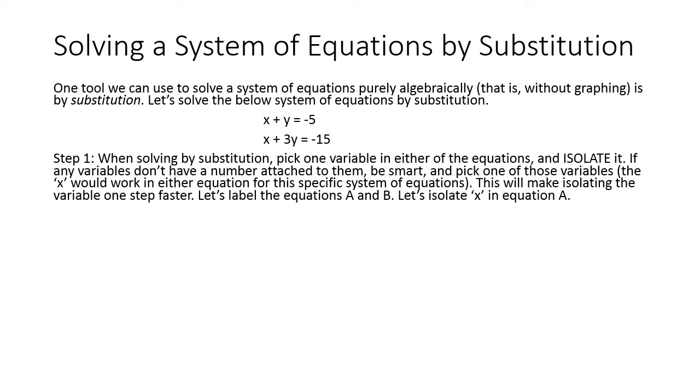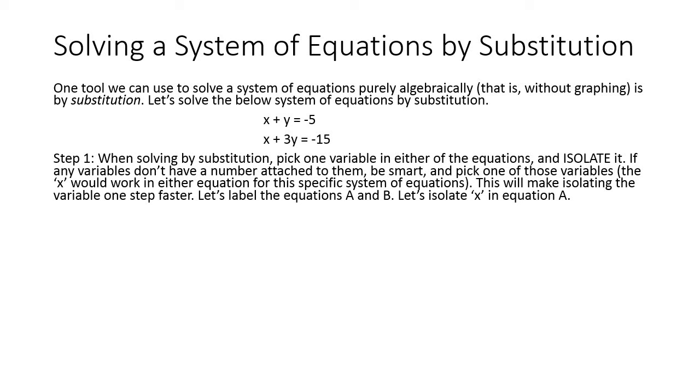Step 1. When solving by substitution, pick one variable in either of the equations and isolate it. If any variables don't have a number attached to them, be smart and pick one of those variables. The x would work in either equation for this specific system of equations because you can see there is no number attached to the x. This will make isolating the variable one step faster.